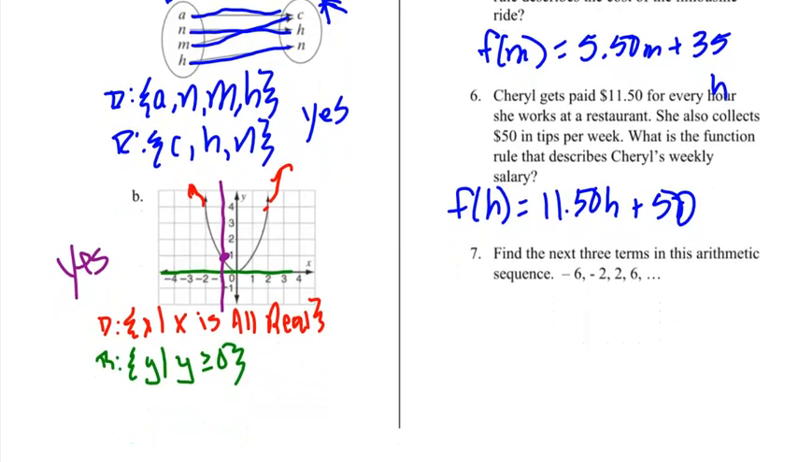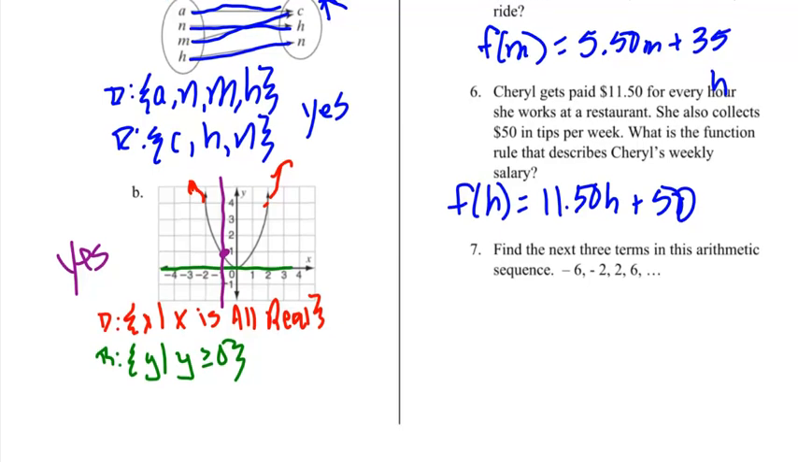Number 7, find the next 3 terms in this arithmetic sequence. For an arithmetic sequence, we're going to be using the formula a subscript n equals a subscript 1 plus n minus 1 times the common difference. To find the common difference, I look to see what the pattern is. To go from negative 6 to negative 2, I'm adding 4. And negative 2 plus 4 gives you 2, and 2 plus 4 gives you 6. So the common difference is 4. And then I need to find the next 3 terms.